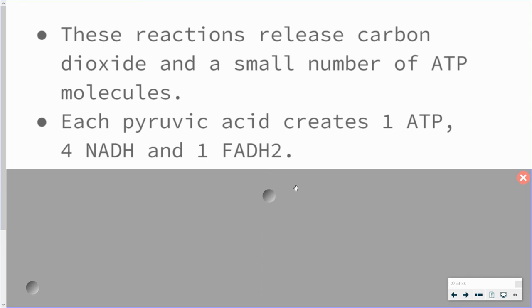One glucose molecule will break down into two pyruvic acids and two ATPs. Then each pyruvic acid will produce one ATP each. So even at the end of the Krebs cycle, we're only up to 4 ATP molecules. But more importantly, we have 6 NADH and 1 FADH2.